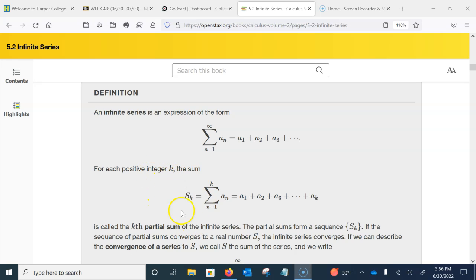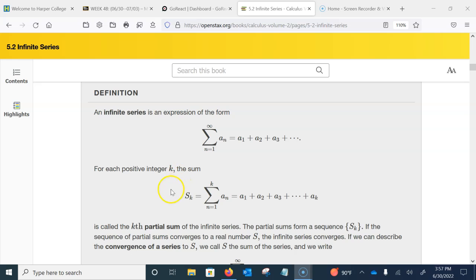And for each positive k, the partial sum, s for sum, s sub k is just simply a finite number of terms added together. It's the first k terms. So s sub k is the sum of a sub 1 plus all the way through to a sub k. Okay? So an infinite series is the sum of an infinite number of terms of a sequence. The partial sum is simply adding the first k items in the series.